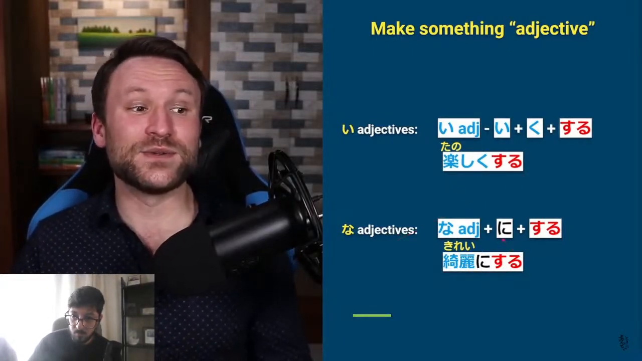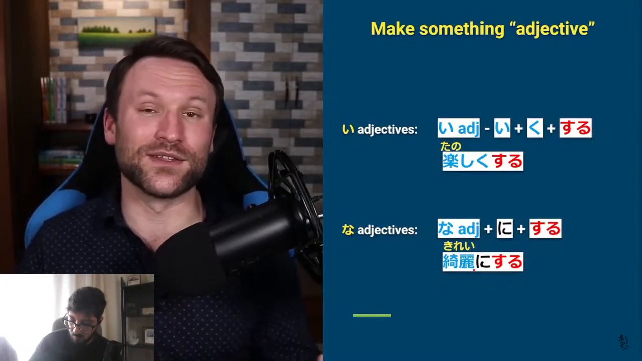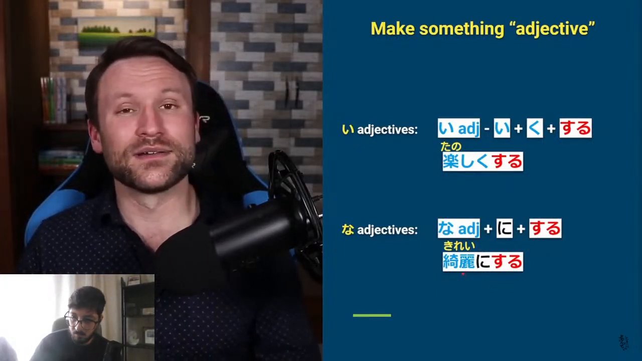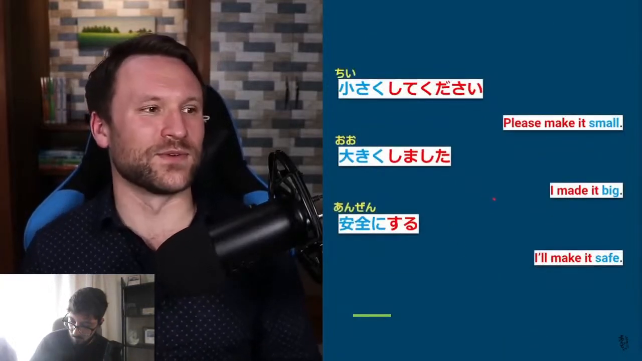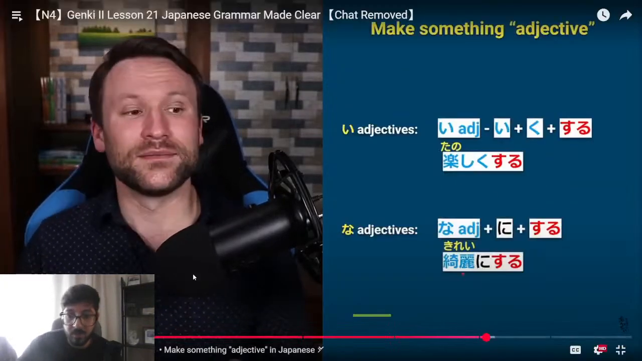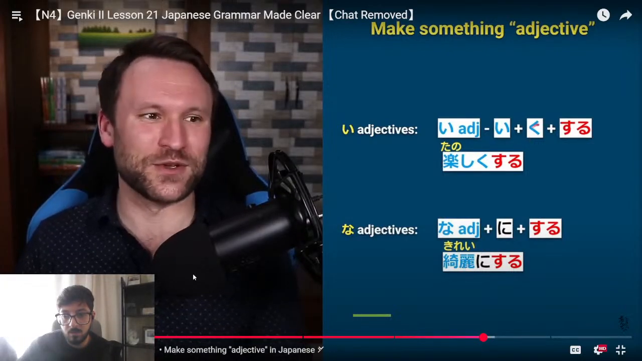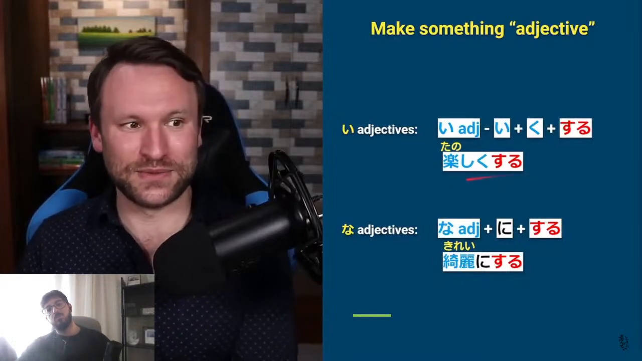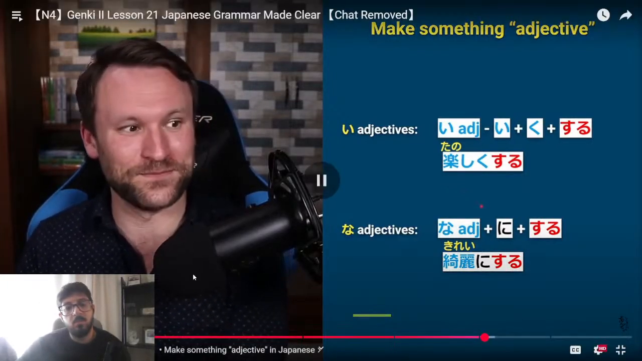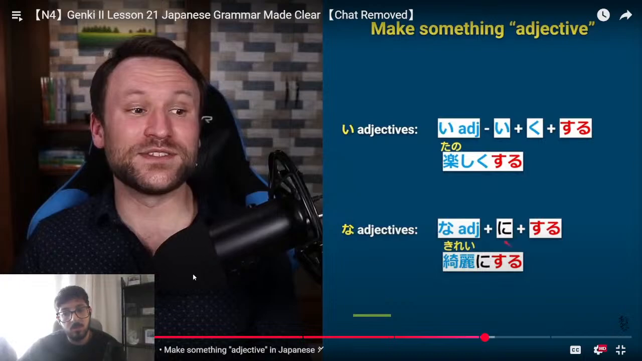For non-adjectives, you add ni suru. So きれいにする, which could mean either make it clean or make it pretty. So it's quite useful, right? But I don't understand. What's the meaning? So 楽しくする means to make it fun. Okay. For non-adjectives, きれいにする means you add ni.